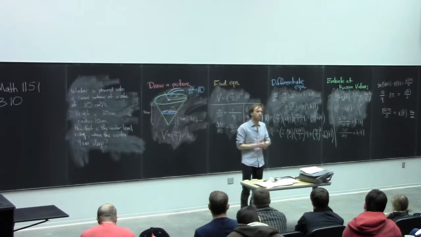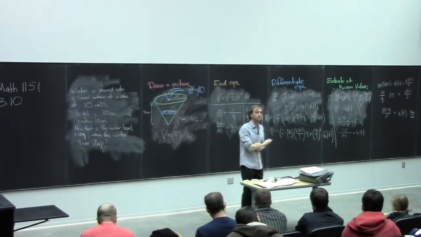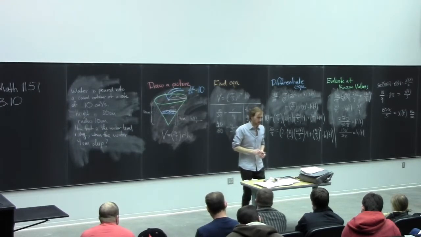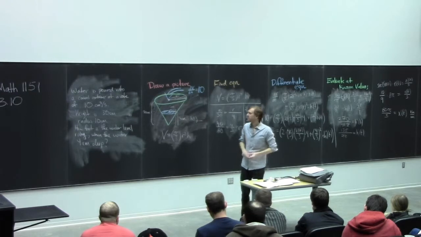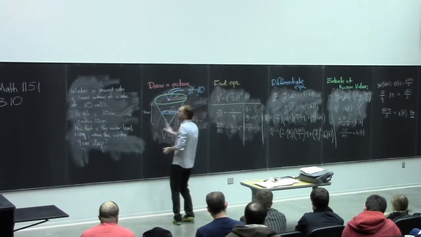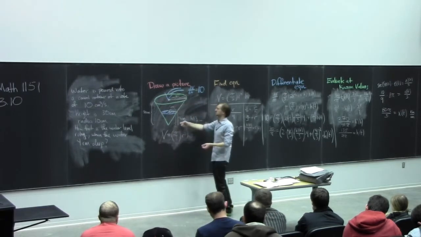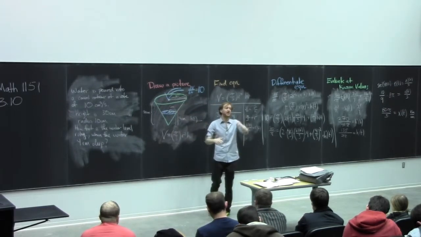All right. What's the units on this? Centimeters per second. This is all about how fast the water level is rising, so it's just the height, which is why it's h, by the way.